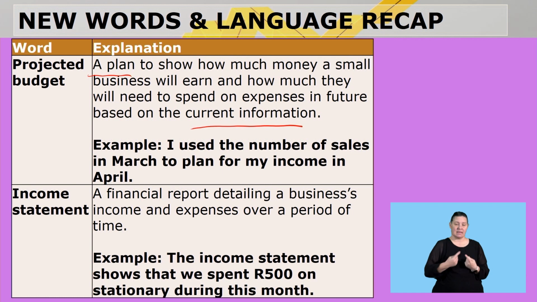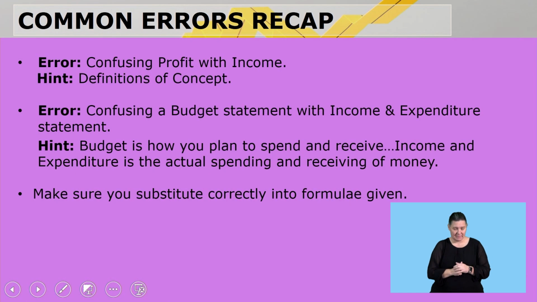Then, an income statement, a financial report detailing a business's income and expenses over a period of time. For example, the income statement shows that we spent 500 Rand on stationery during this month. Now, what do we need to look out for? What common errors do we make?